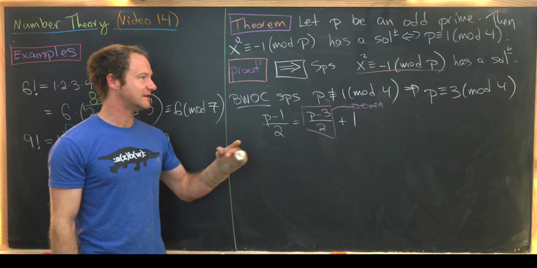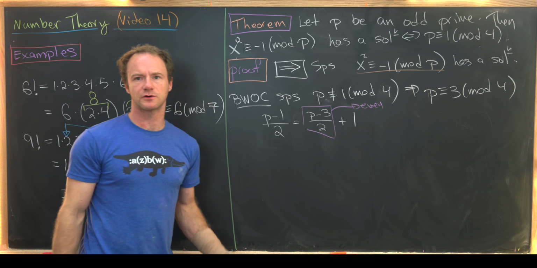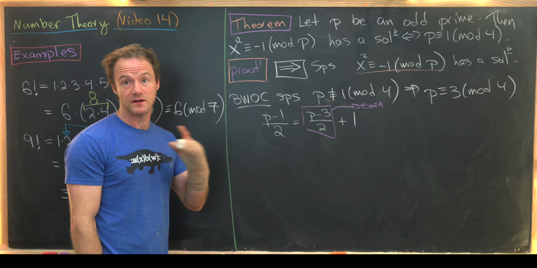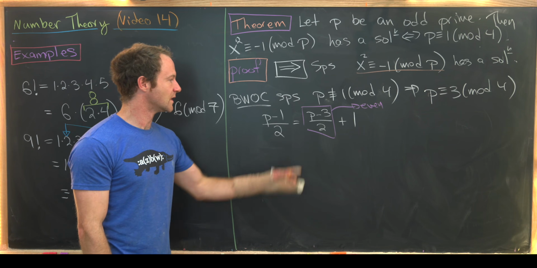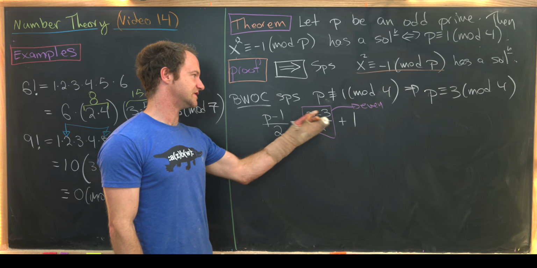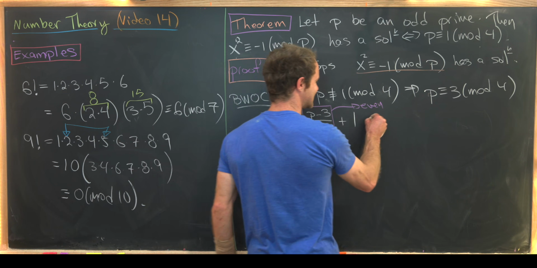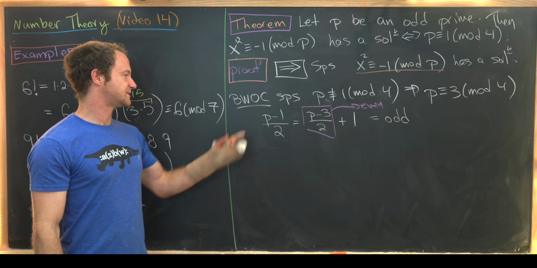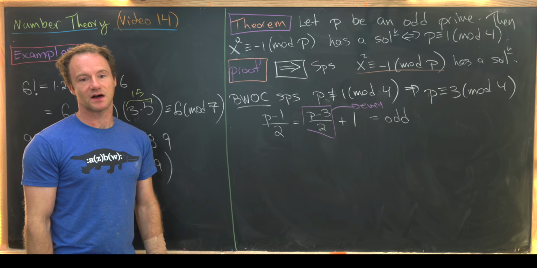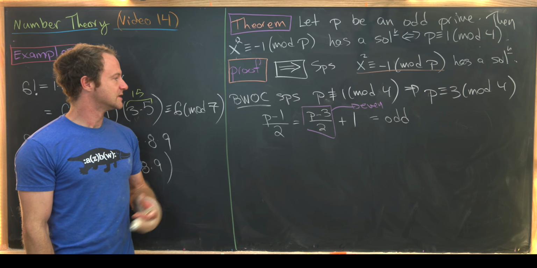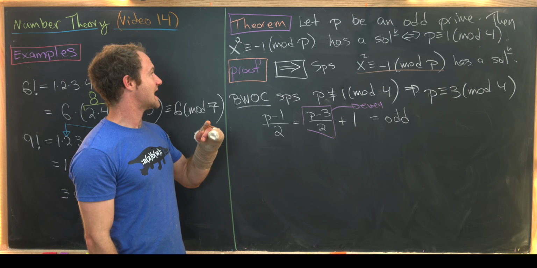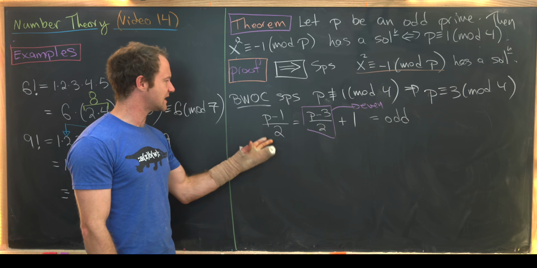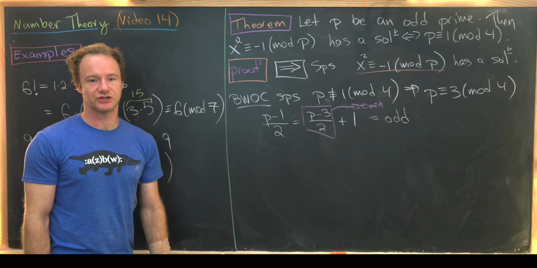How do we know that's even? Well, we know that's even from this congruence here using an argument which is parallel to what we saw in the proof of the previous direction. But we've got something which is even, plus 1, which means this entire thing must be odd. So in other words, (p minus 1)/2 is odd. Okay, so now let's take our number x and raise it to something involving (p minus 1)/2.